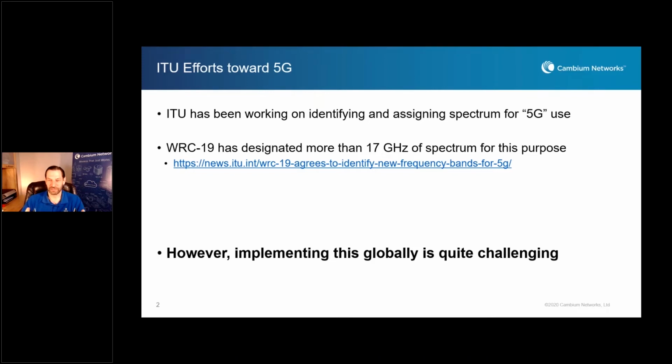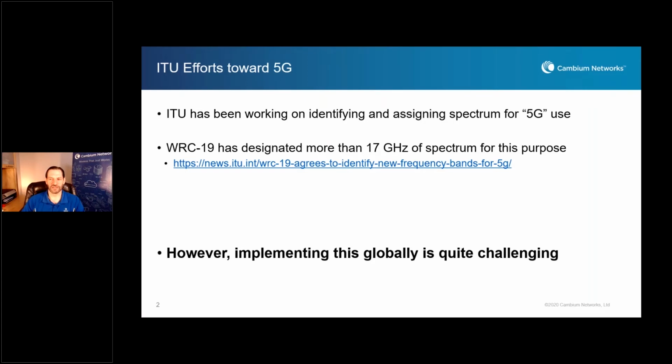Spectrum is kind of like land. They're not making more of it. They're just using more of what's there. And at some point, we're going to run out of spectrum. Just totally run out of spectrum. So the ITU, this international organization, has been working on identifying and assigning spectrum for 5G use. Back in 2019, the council designated more than 17 gigahertz of spectrum for this purpose. There's a link there. You can check it out yourself and see what they've been saying: this is set aside for 5G. We'll figure out how to use it, but this is what we think we can set aside for 5G use, so to speak.